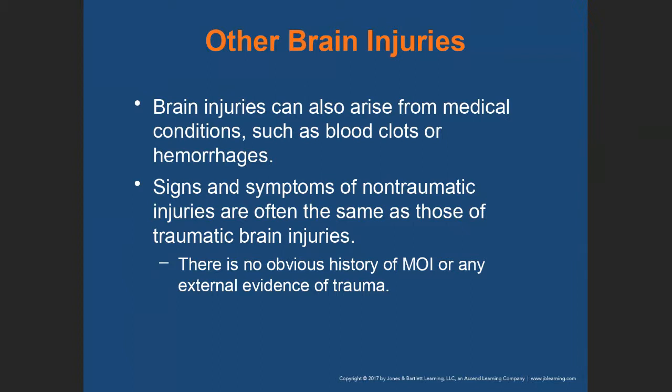The signs and symptoms will be the same. So whether it's a medical issue causing the brain injury, the brain complication, or a trauma causing the brain complication, the signs and symptoms will be the same. But usually you want to think about a medical cause when there are no physical signs and symptoms that indicate that there was any type of trauma to the patient.